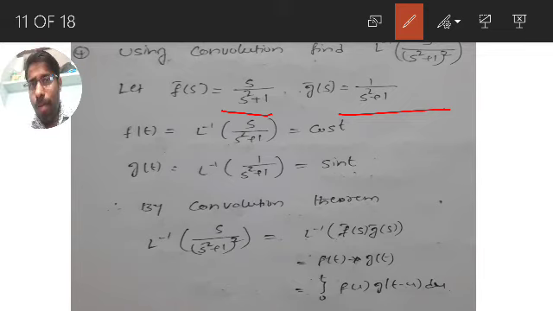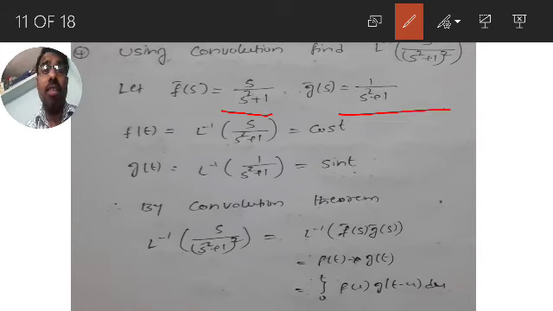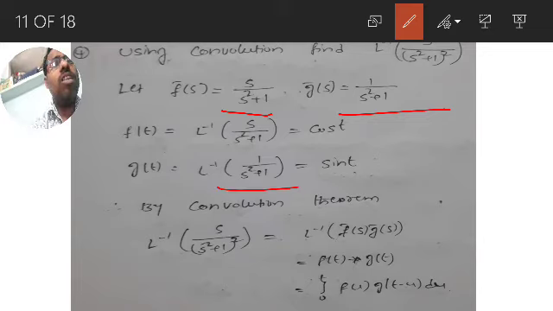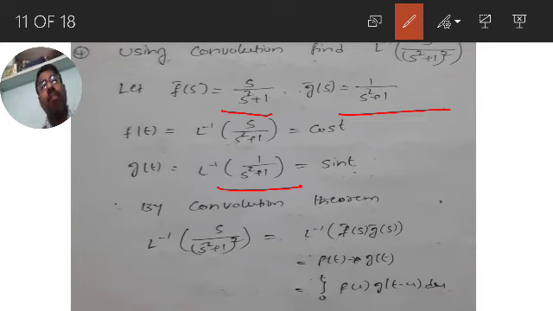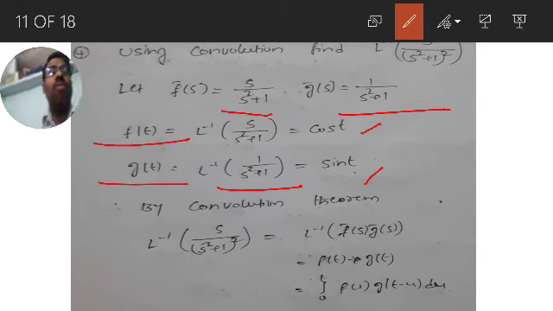You have to memorize them, because in every step you will use the formula. L inverse of s by s square plus a square is cos at. Here a is equal to 1, therefore it is cos t. And what is the formula here? L inverse of 1 by s square plus a square is 1 by a sin at. A is equal to 1, therefore the answer is sin t. So you got f of t and g of t, cos t and sin t. Now apply the convolution theorem.